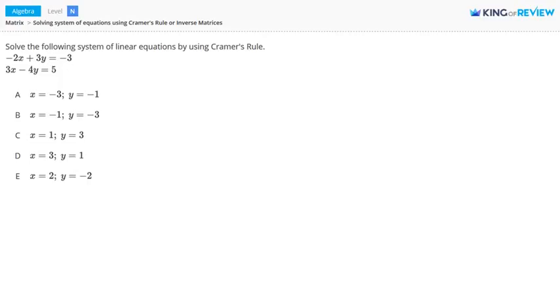In this problem, we want to solve the system of linear equations by using Cramer's rule. So, if we have two equations that are in the form ax plus by equals e and cx plus dy equals f, then we can use Cramer's rule to solve the system. That is, solve for x and y. Cramer's rule is a method where we use determinants to solve a system of linear equations.